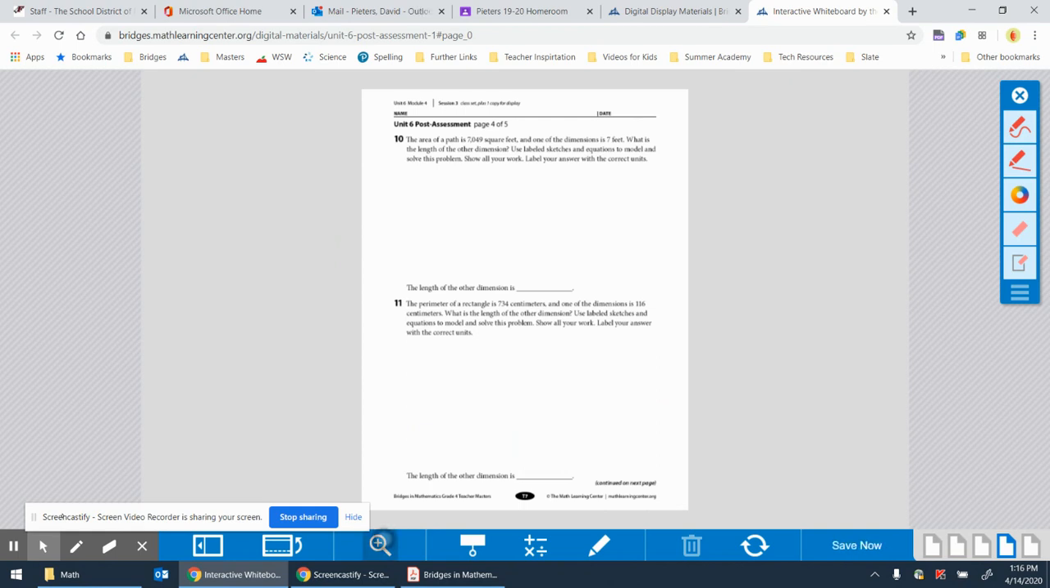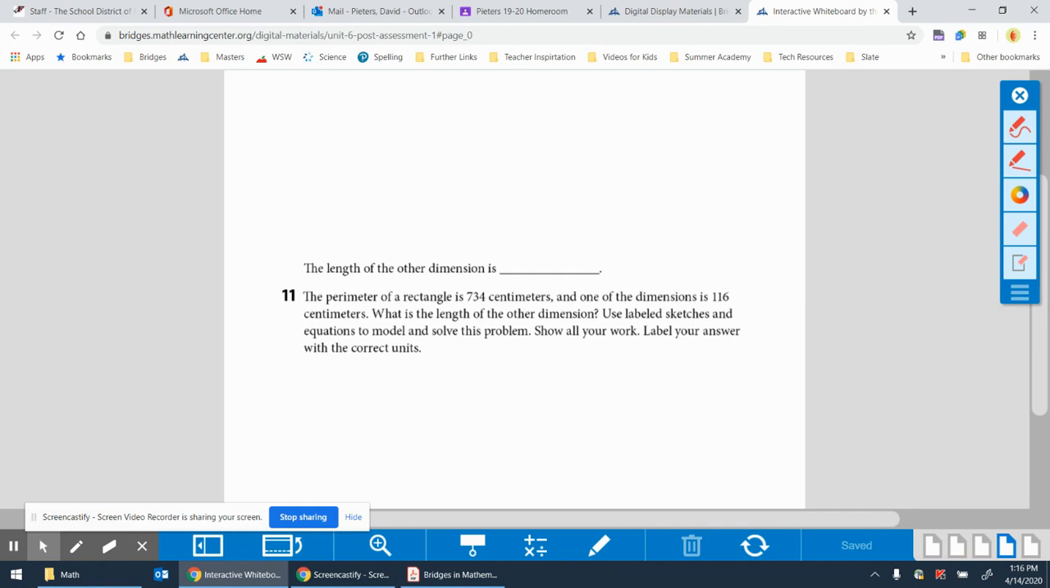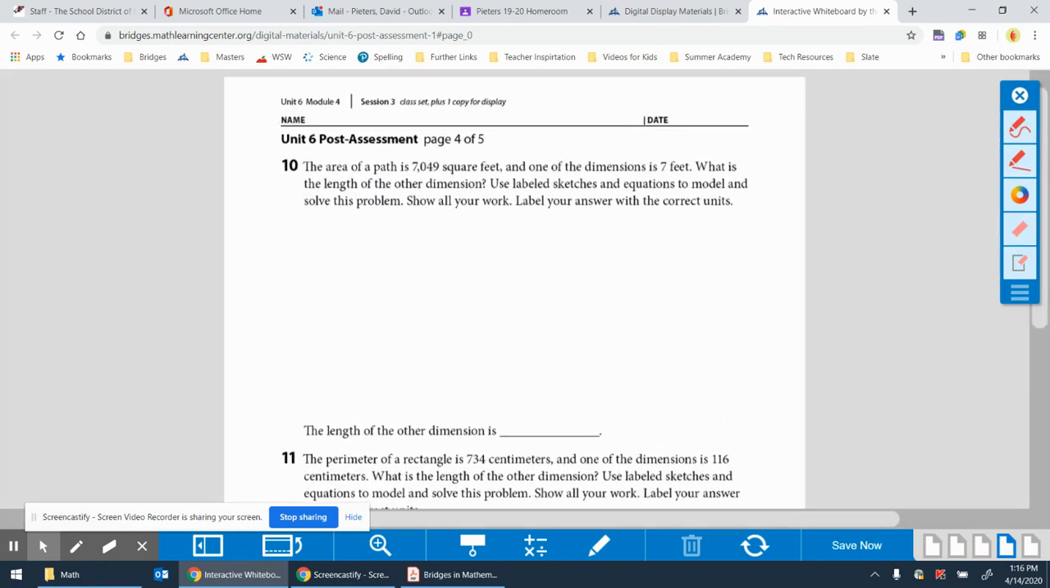All right. Now, these problems, especially this top one here, are a really great chance of working smarter, not harder. If we pause and look and see what we have to do. The area of a path is 7,049 square feet. One of the dimensions is 7 feet. What is the length of the other dimension? So first of all, it's a path. Typically, one side is a lot longer on a path than the other, if you think about a sidewalk.